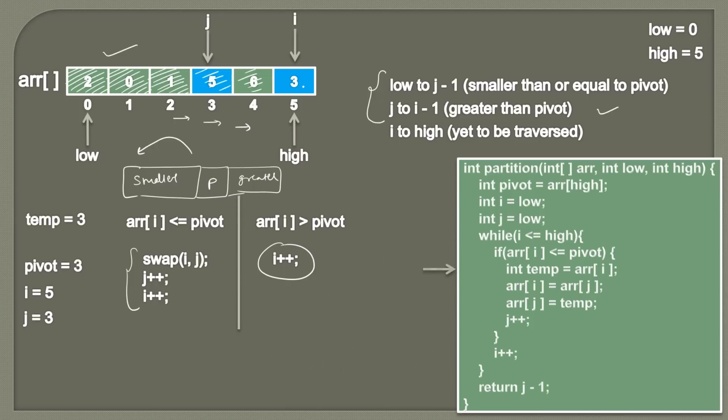So 5 comes here and 3 goes there. So it means our pivot has landed into its correct position. Then we will increment j. j becomes 4. And we will increment i. i becomes 6. So as i has become 6, this while loop will terminate because the value of high is 5.